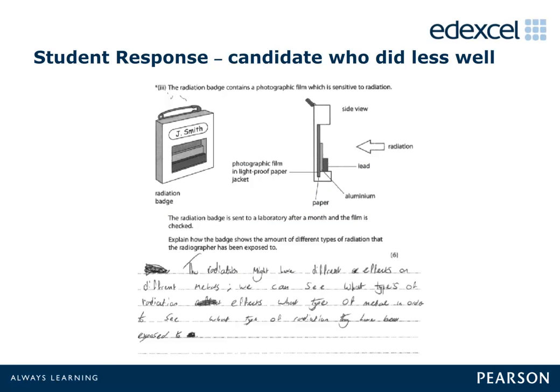This was from the foundation paper. It was one of the 2 extended writing items on the paper. The response scored no marks. The candidate gave no relevant facts about either the types of radiation or the film badge, even though there was an awareness that the different types of radiation might have different effects on different materials.